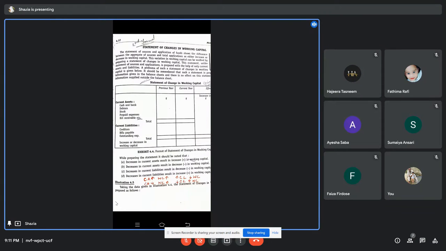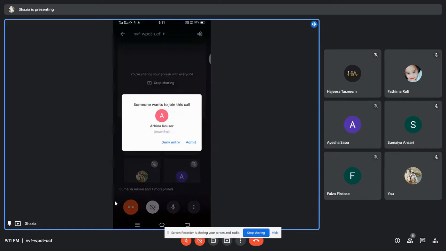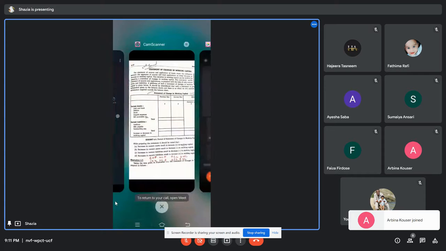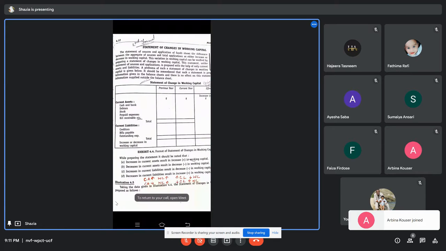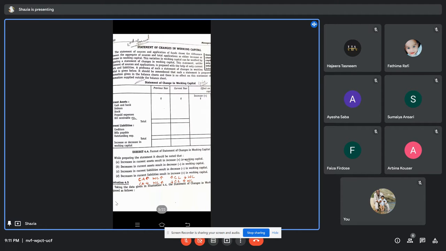Okay. Decreases in the current assets result in decreases in the working capital. Then next you have current liabilities, where it is vice versa. Increases in the current liability will take that amount in the decrease column of working capital. Decreases in the current liability result in positive, that is, the increase in working capital.